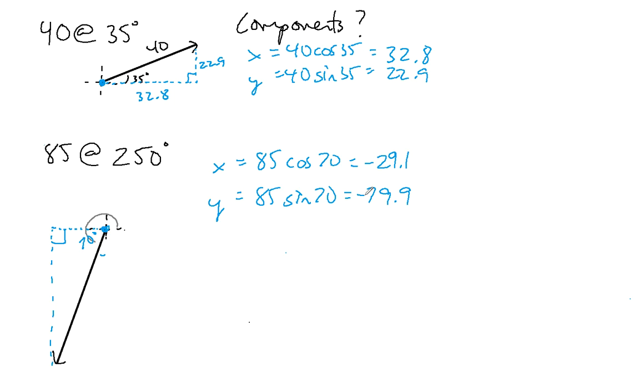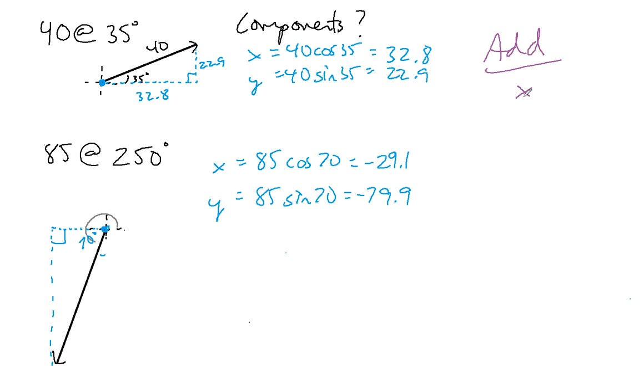Now, what if we wanted to take these two vectors and combine them together? Let's add the vectors. If you remember from before, you take each one, make it a right triangle, find the x component, find the y component. And then what we do is we put the total components together.